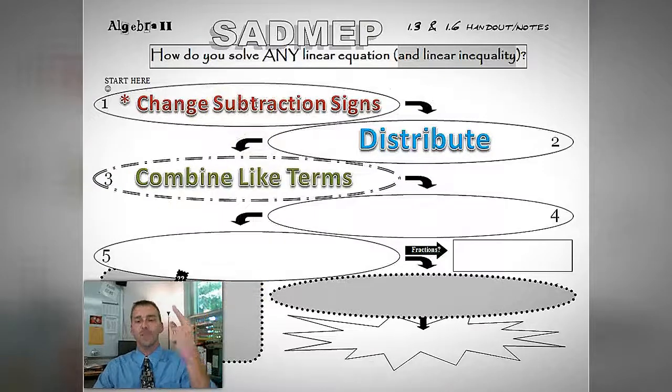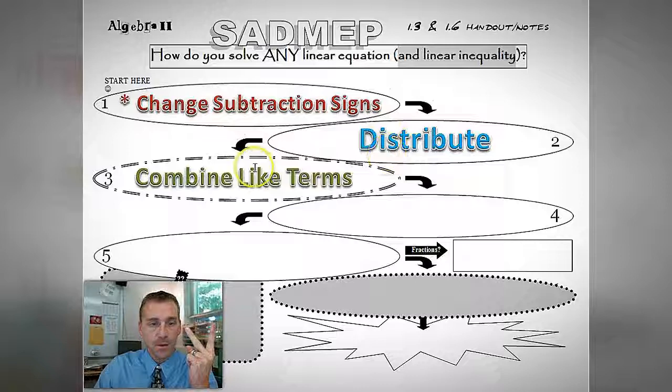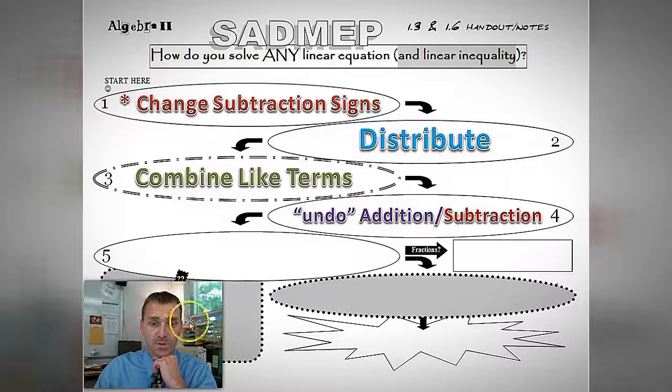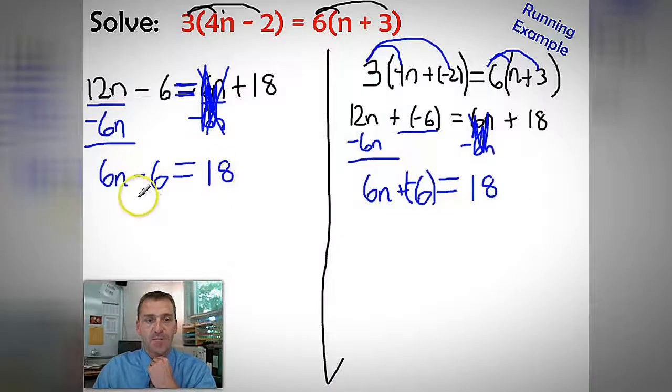So that's step number 3. Change subtraction signs 1. Distribute if necessary 2. Combine like terms. Now, you're getting into the step number 4, which is almost always going to be used. You have to undo this subtraction and addition. So that is step number 4. So let's cut to our example. Undo addition and subtraction. So that means this.